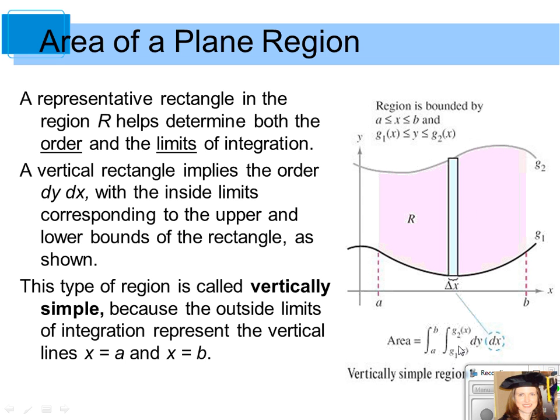The vertical rectangle implies the order, again, dy dx, the inside limits corresponding to the upper and lower bounds of the rectangle. And this type of region is called vertically simple because the outside limits of integration represent the vertical lines x equals a to x equals b. Again, I go from left to right, from bottom to top. Vertically simple region, it's important to sketch a graph of these and determine that representative rectangle.